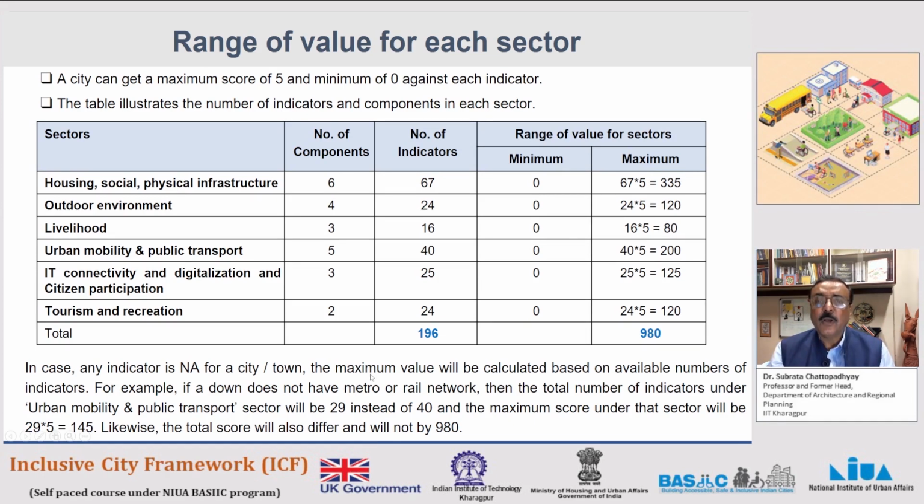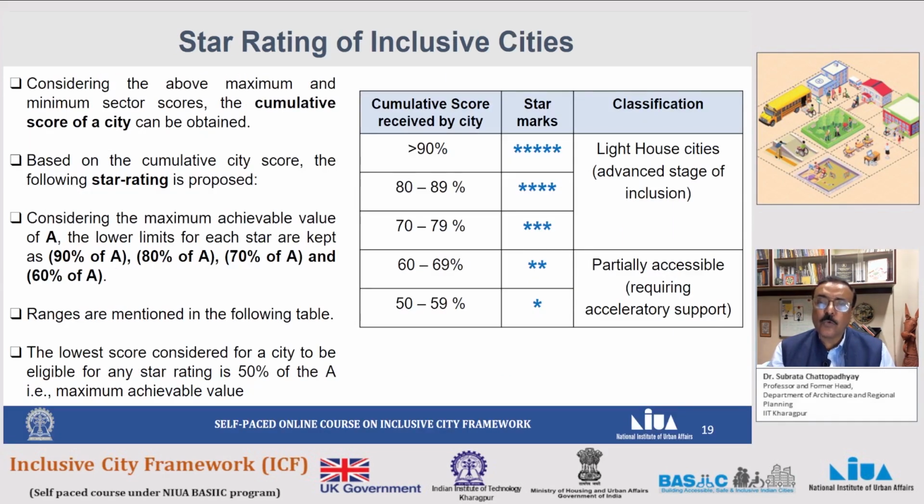Take for example of sector 3 on urban mobility and public transport. Your city might not have a metro rail at all. In this case, the total number of indicators will be 29 instead of 40. And the maximum score will be 145. Likewise, the total score will also be not 980. Now, once you have calculated the total score for each sector, you need to compute the overall score of the city, which is just adding up the scores.